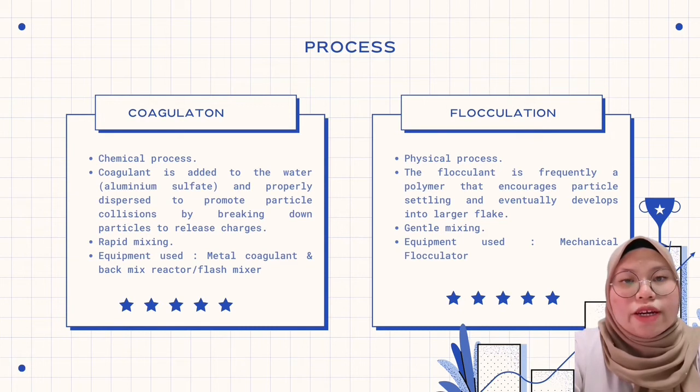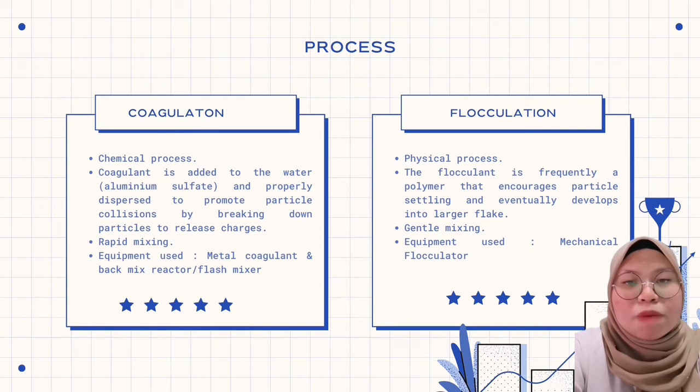Flocculation, on the other hand, is a physical process. The flocculant is frequently a polymer that encourages particle settling and eventually develops into larger flakes. In other words, the flocculation process is a gentle mixing stage that transforms small, invisible suspended particles known as microflocs into huge visible pin flocs. As pin flocs collide more frequently, they grow increasingly bigger and are called macroflocs.